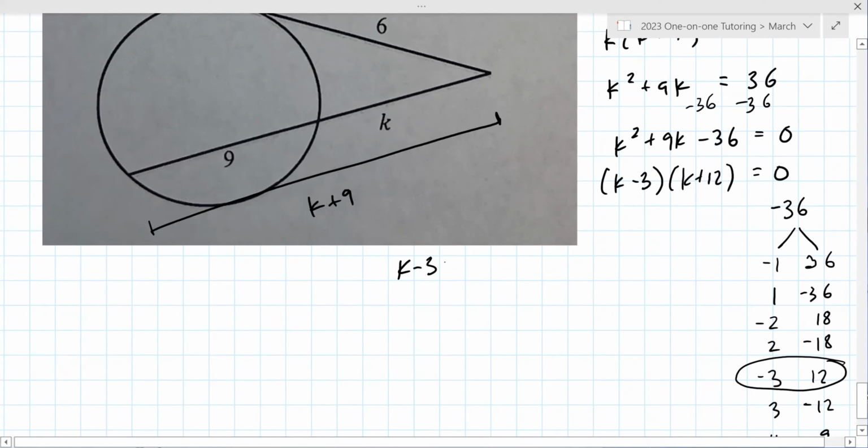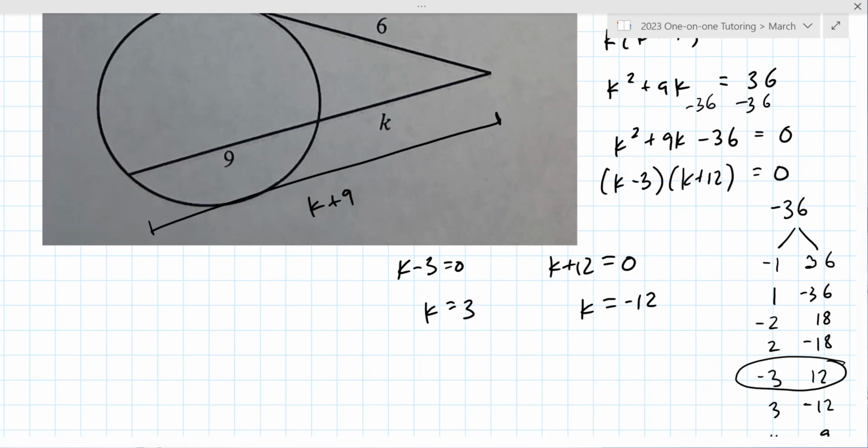k - 3 equals 0. k + 12 equals 0. So k is 3 and k is -12. Now, do either of those appear wrong based on the context of this problem? k + 12 equals 0, k equals -12.